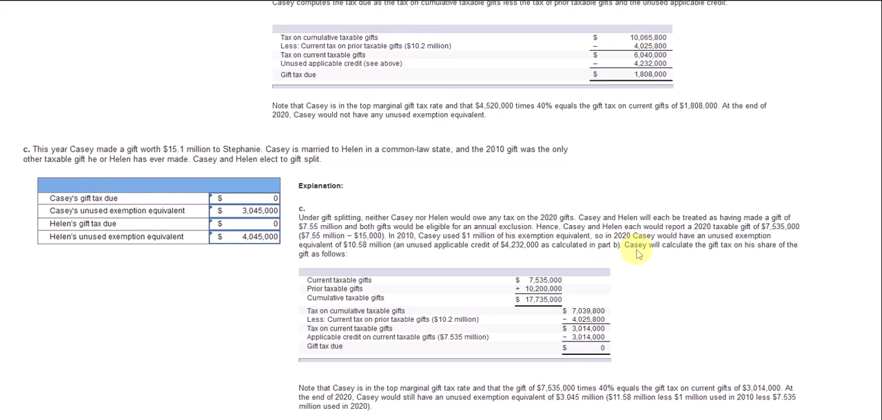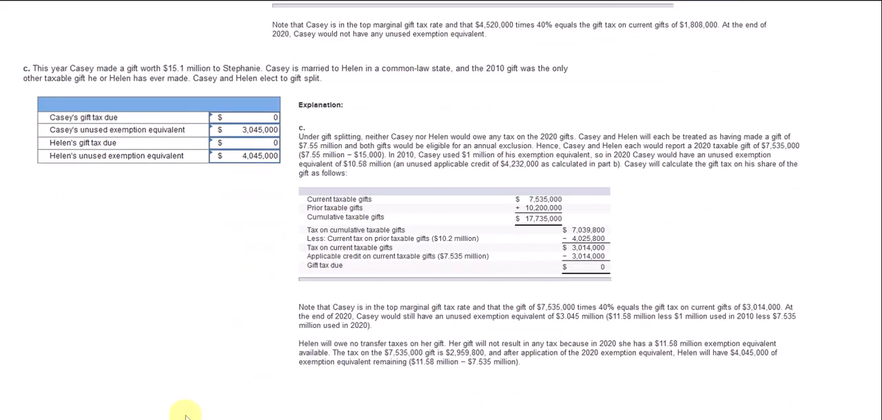Now, Casey will calculate the gift tax on his share of the gift as follows. Okay, so we take the $7,535,000 plus the $10,200,000, the prior taxable gifts, to come up with the cumulative taxable gifts amount. We figure out what the tax on the cumulative taxable gifts is. We back out the current tax on prior taxable gifts. Okay, that gives us the tax on current taxable gifts. And we get to take the applicable credit on the current taxable gifts, and so the gift tax due is 0.